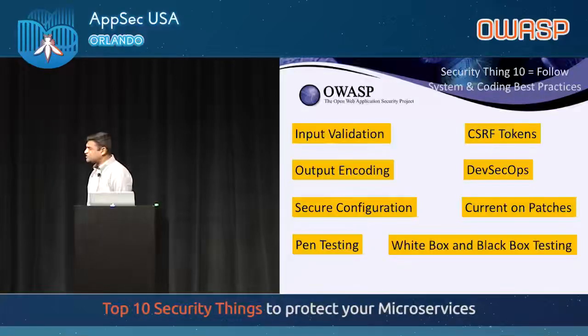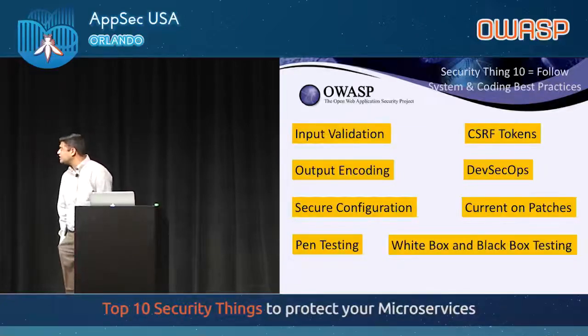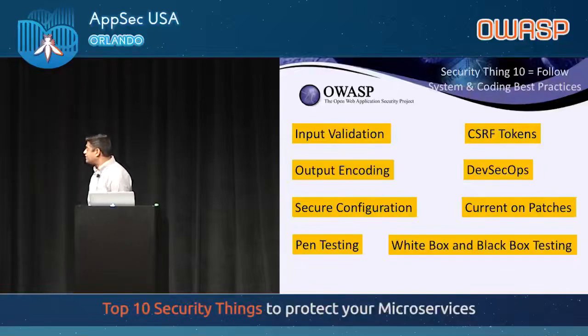Again, it depends on your use case. You don't have to have it for everything, but you have to figure out what your use case is, and then provide CSRF tokens for that. You still have to do output encoding so that if your microservice is giving the output to the web browser, the web browser is not interpreting that as code, and it is interpreting it as data. So output encoding helps in that regard.